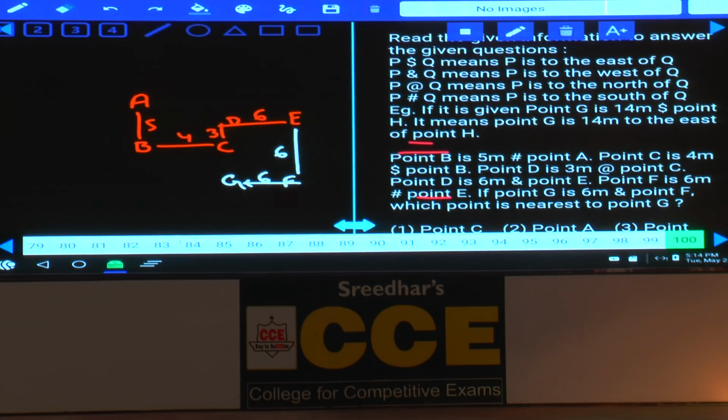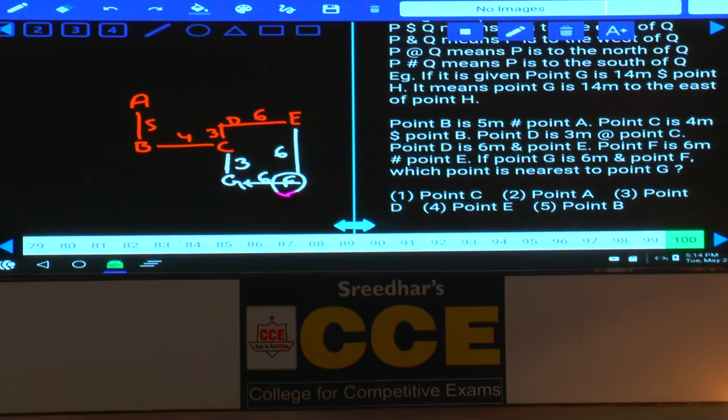Then which point is nearest to G? Tell me which is nearer to G here. See, F is 6 meters away. Now the distance between these two is only 3 meters. And C is nearer to this one, that is choice 1 is the answer. And this is about question number 100. Done?